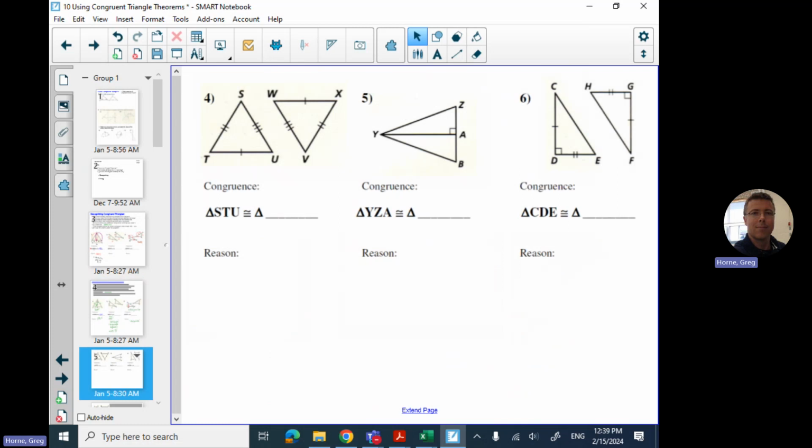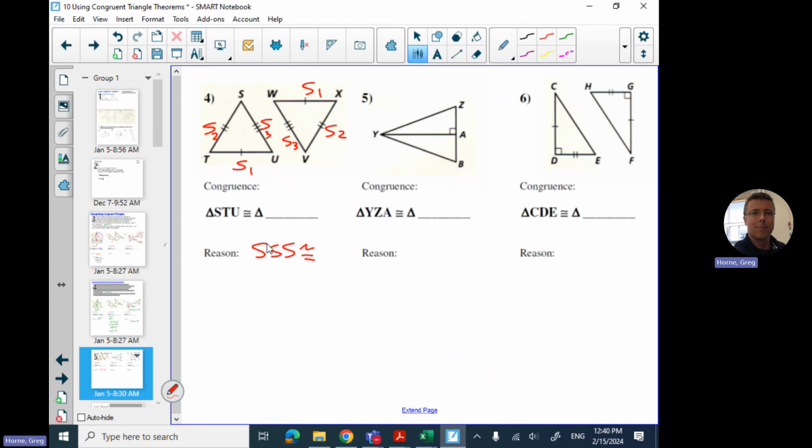Moving on to some other ones. This one here, pause the video, try it yourself, and press play once you've decided here. The reason for this one being congruent is side, side, side congruence, right? You've got side, side, side all over the place here. So in order, if I was doing this like side 1, side 2, and side 3, and you're given all those things, right?